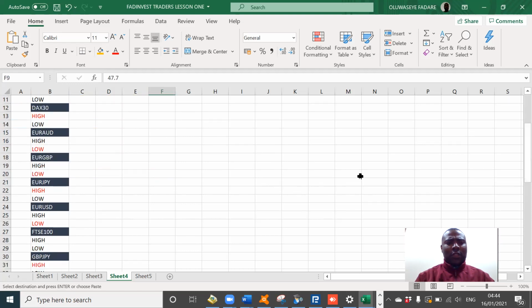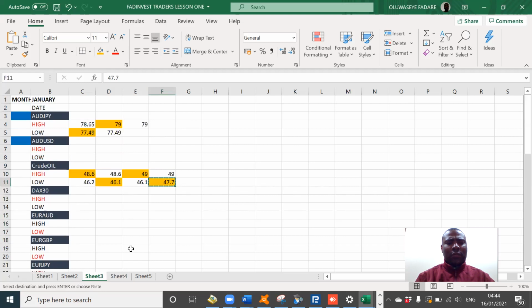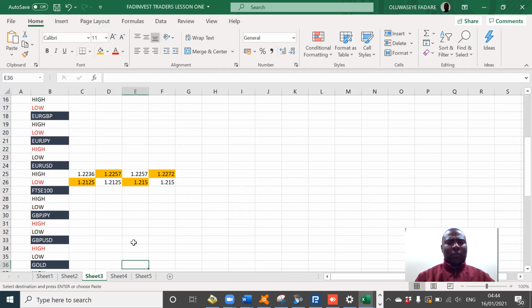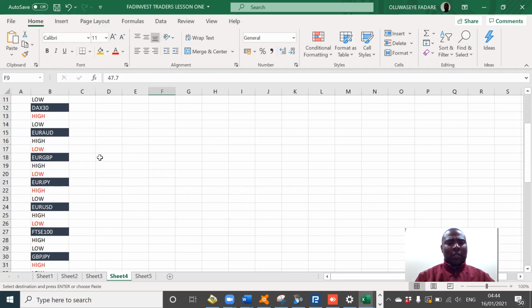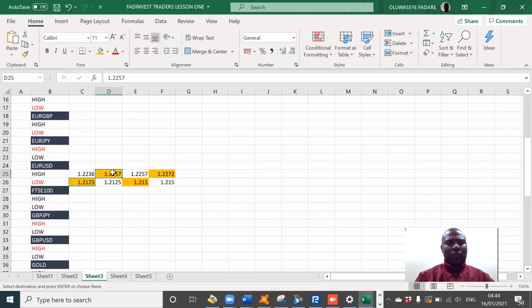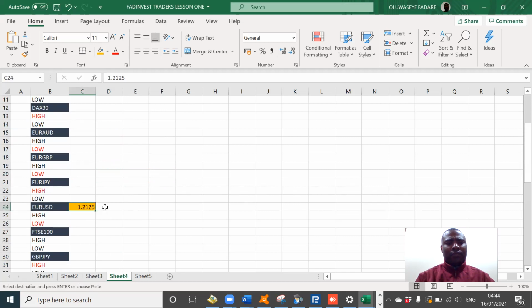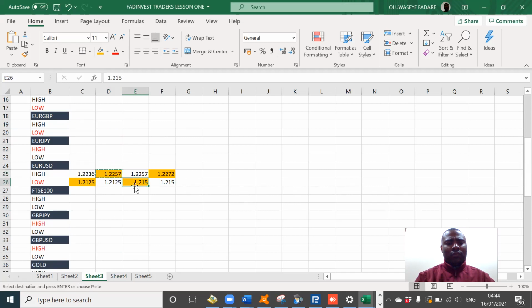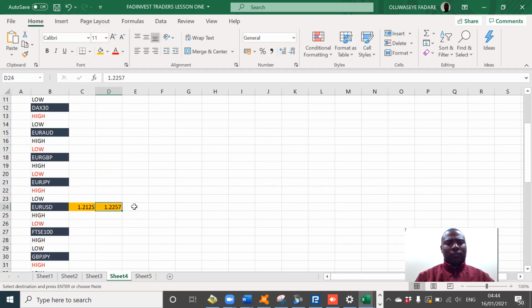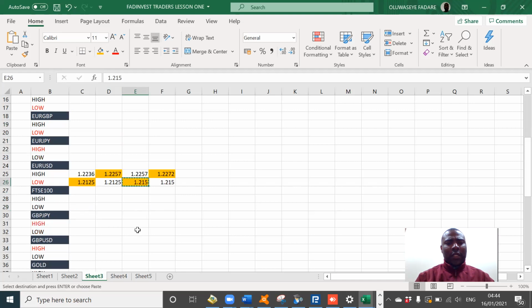The next one is Euro USD, which is the last one. Same thing, all the colored ones. So you can see, like I said, high, low, high, low, high. It will always go like that. So Euro USD, low, high, low, and high.